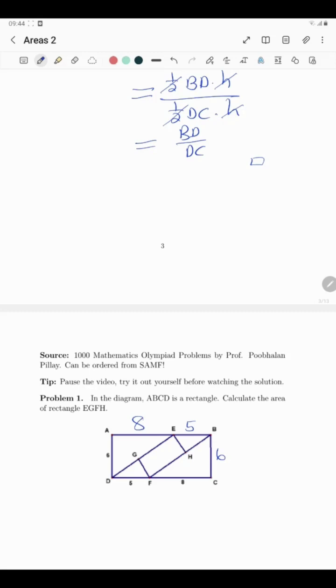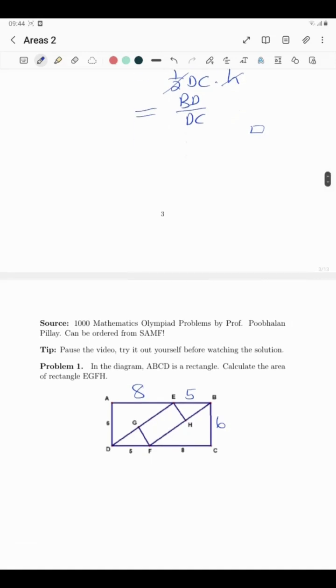Okay, now let's see what else we can do. Our job is to calculate the area of rectangle EGFH. Now, as you know, in an Olympiad problem, you sometimes have to do sub-calculations, okay? So let's see if we can calculate the area of parallelogram DEBF.